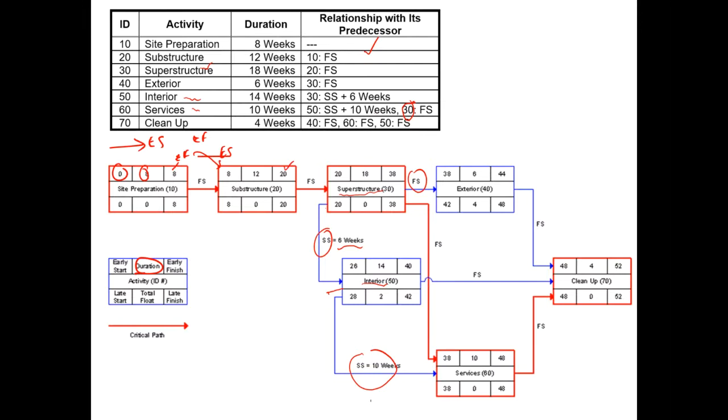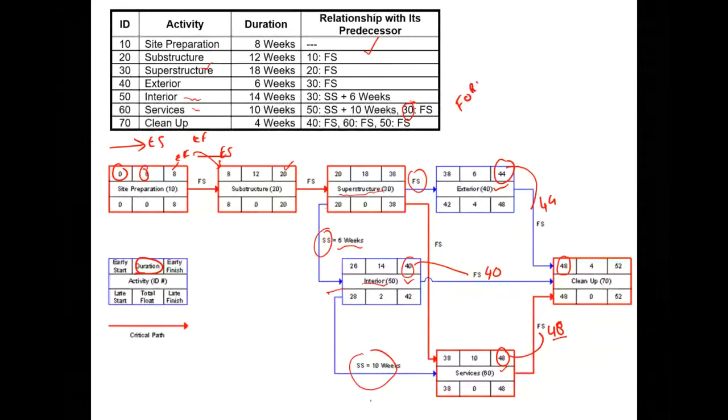The only thing that we have to remember while doing a forward pass is that when we come across a merge activity, for instance, this is called a merge activity, cleanup, because it is merging 3 different predecessor activities, which include exteriors, interiors, and services. And the question is, which duration shall we use? If we approach it from this direction, it will be 40. If we take it from this direction, it will be 44, and if we take it from the bottom, it will be 48.